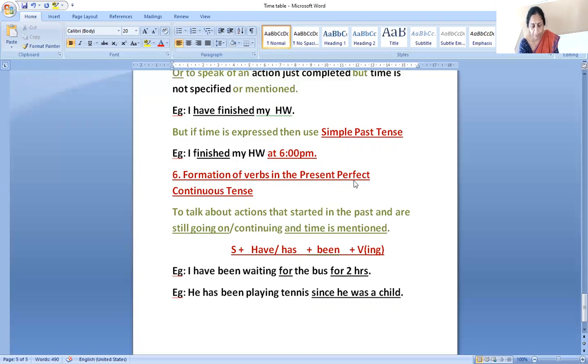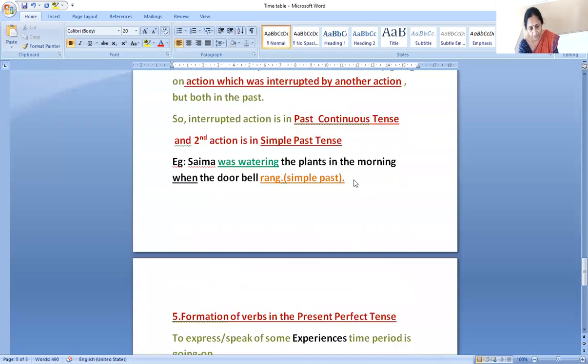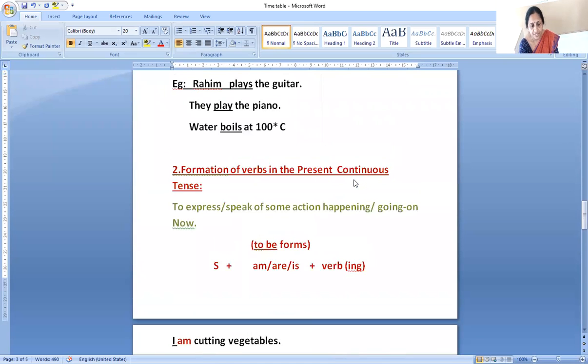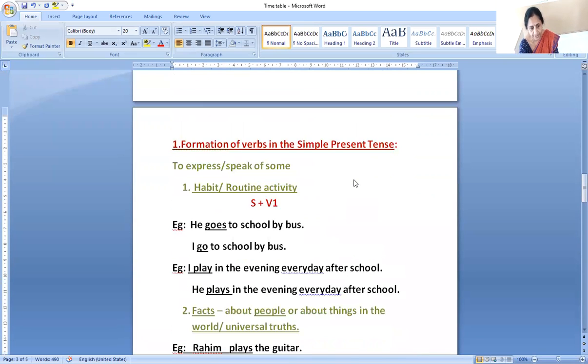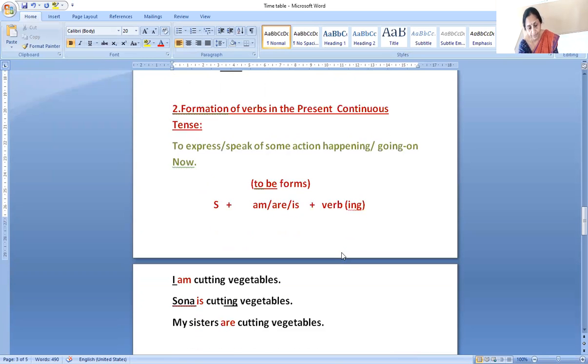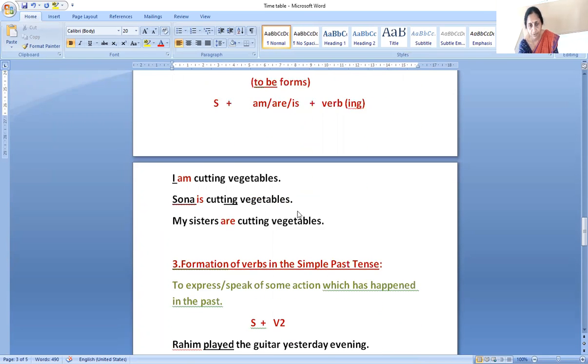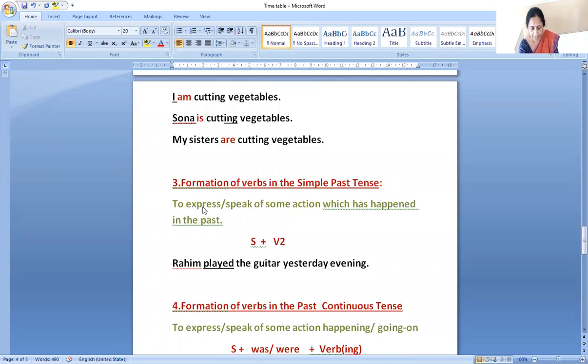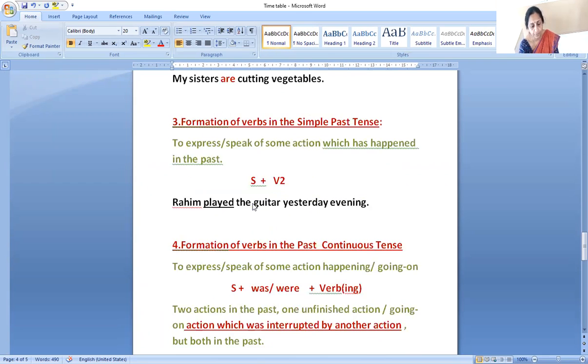So we will stop here. Once more, we will just go through which are the tenses we've done today. First, we did the simple present tense, subject plus verb in the first form. Then we did present continuous tense, subject plus the to be form am, are, or is, plus the ing form of the verb. You have to use according to which subject you are using, accordingly use am, are, or is. Then we did the simple past tense. How you form it is, you take the subject plus the second form of the verb.